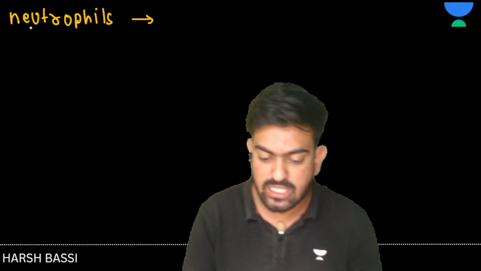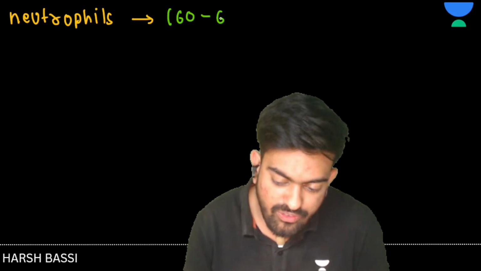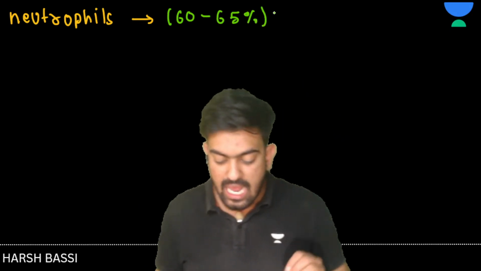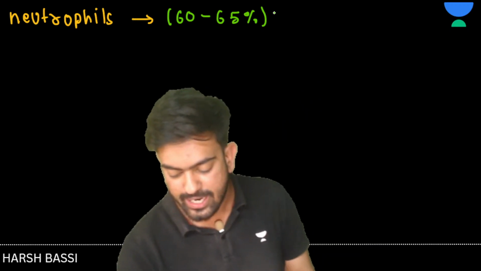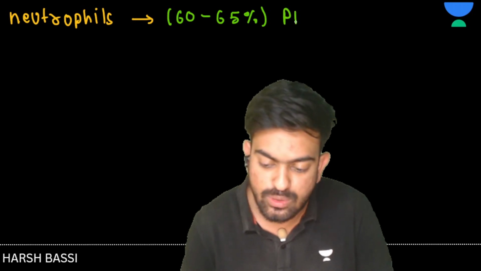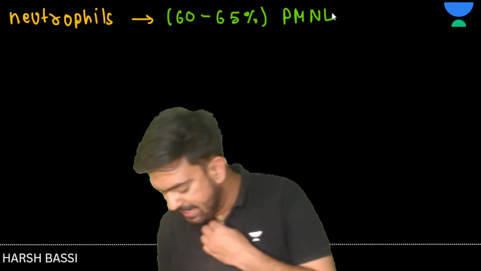If I talk about the neutrophils, bachcho, it composes 60 to 65% of WBCs, and it is also known as PMNL. What is the full form of PMNL?